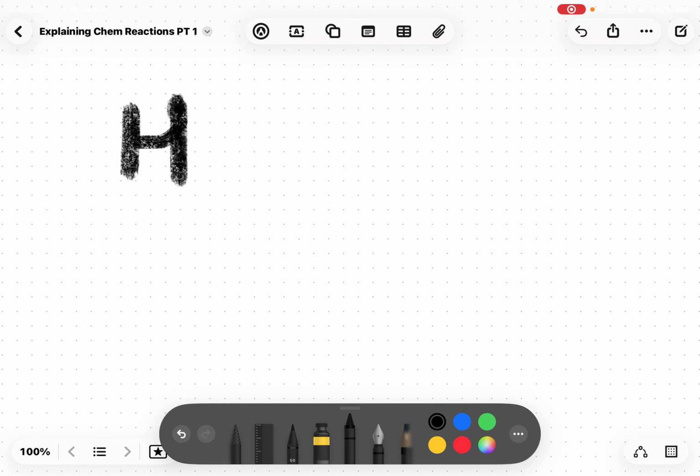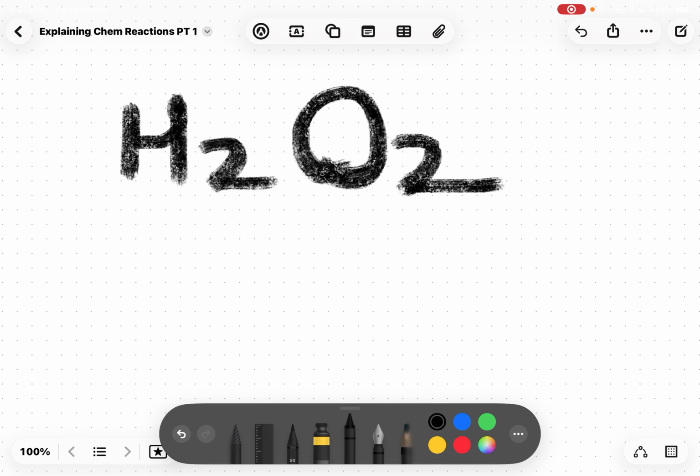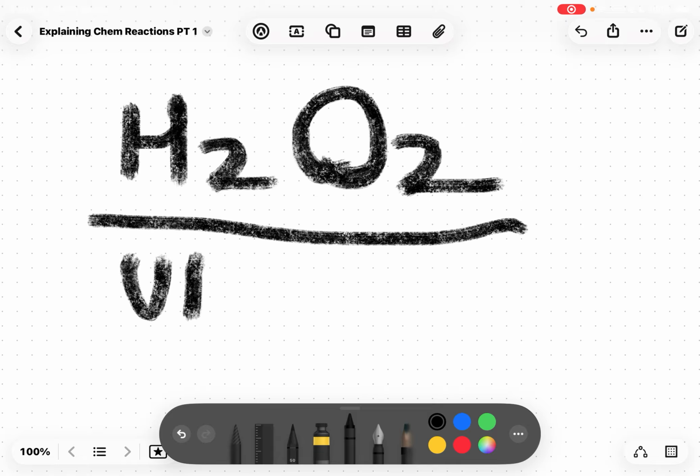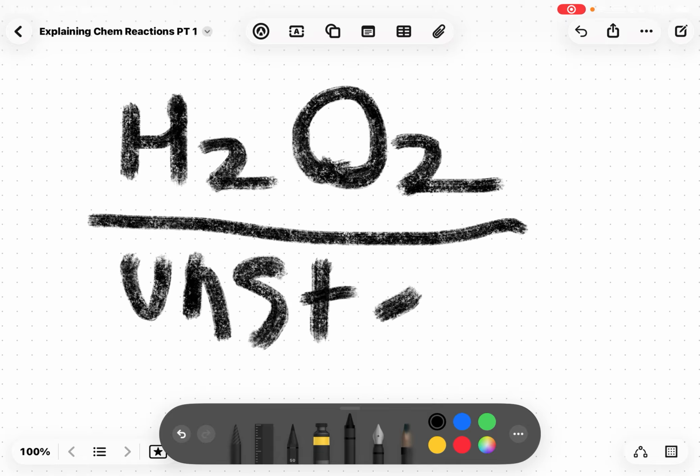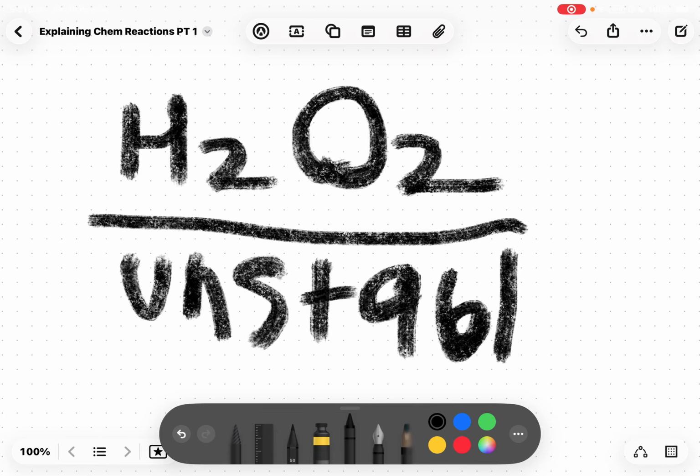So if you've ever gotten wounded, you've probably been applied this. What's this? It's oxygenated water, otherwise known as hydrogen peroxide. Now, this compound is quite unstable. Let me tell you why.